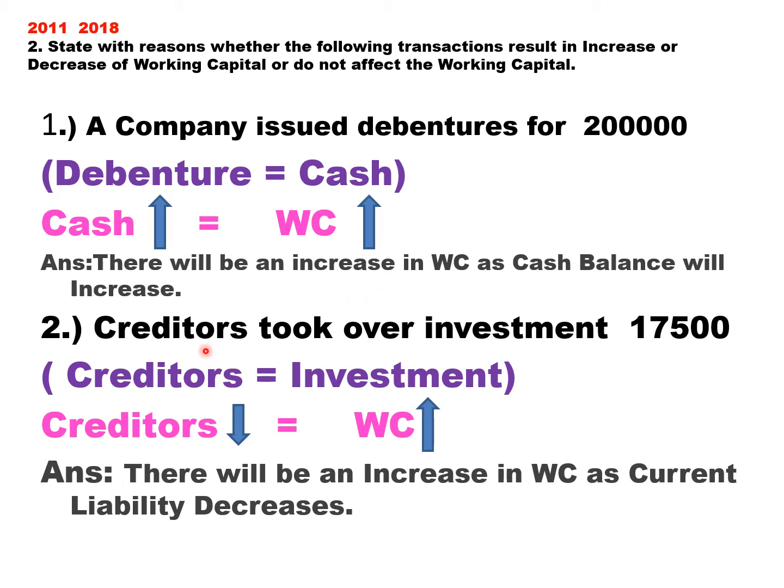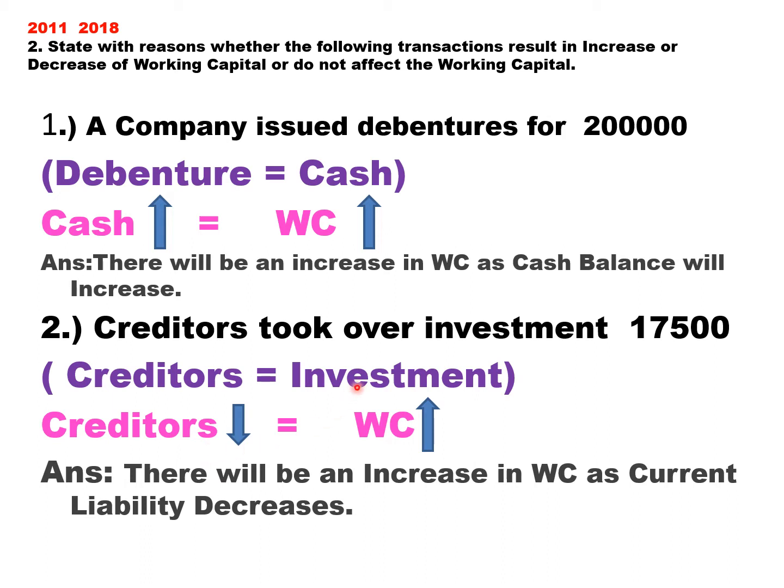Next. Creditors took over investment for rupees 17,500. That means creditors were not settled by cash, creditors were settled by investments. So the two accounts are creditor account and investment account. So creditor is a receiver of investment and investment goes out. Students, investment is not a current asset. It's a non-current asset. Creditor is a current liability. Decrease in current liability will result in increase in working capital. So there will be an increase in working capital as current liability decreases.